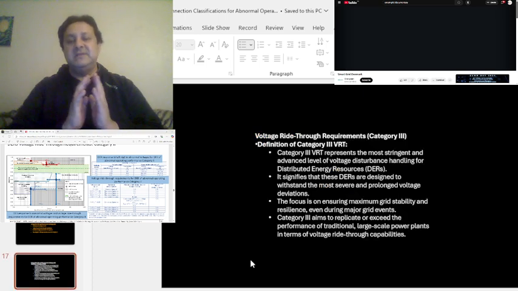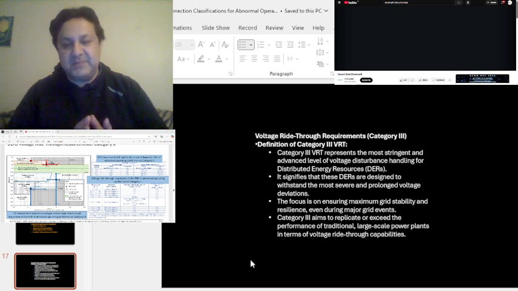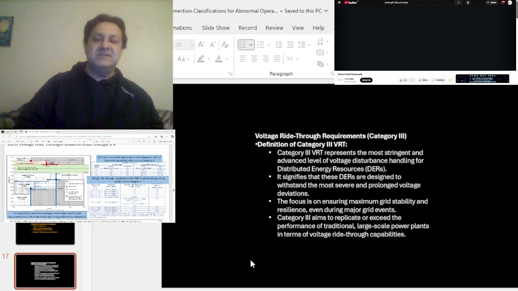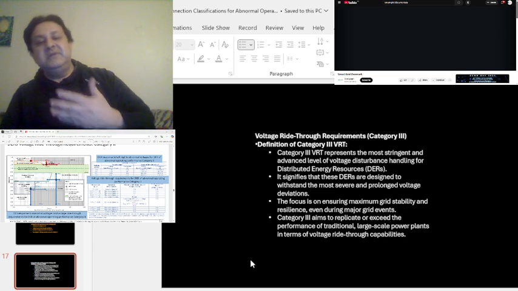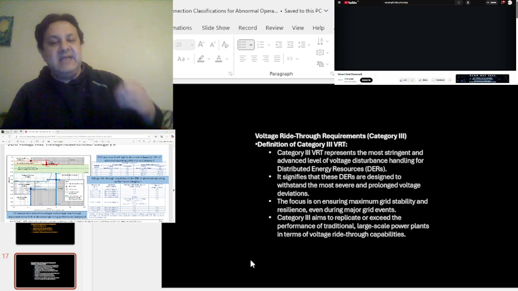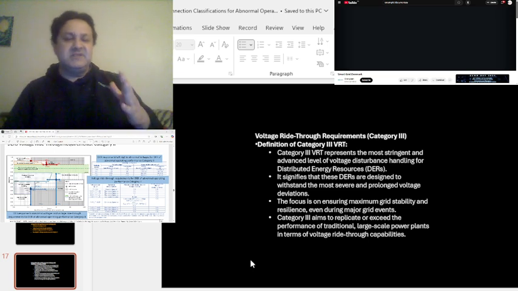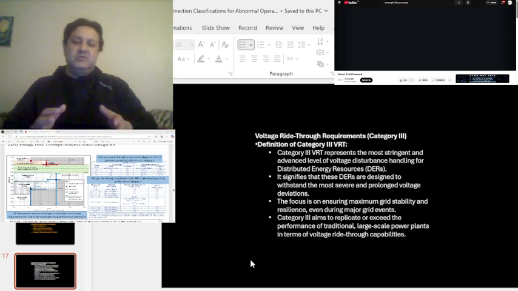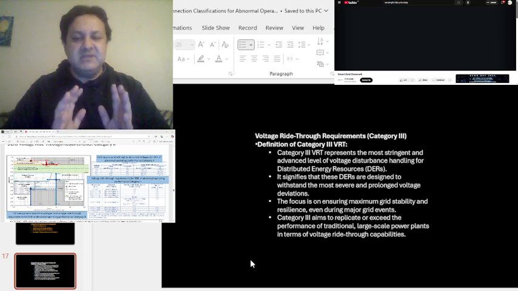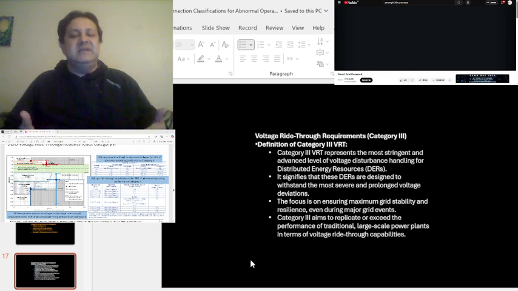Voltage ride-through requirements category 3. The definition of category 3 VRT is that number 3 represents the most stringent and advanced level of voltage disturbance handling for distributed energy resources. It signifies that these DRs are designed to withstand the most severe and prolonged voltage deviation. So this is the highest. Two was in the middle and one was very initial. So the focus is on ensuring maximum grid stability and resilience even during major grid events.